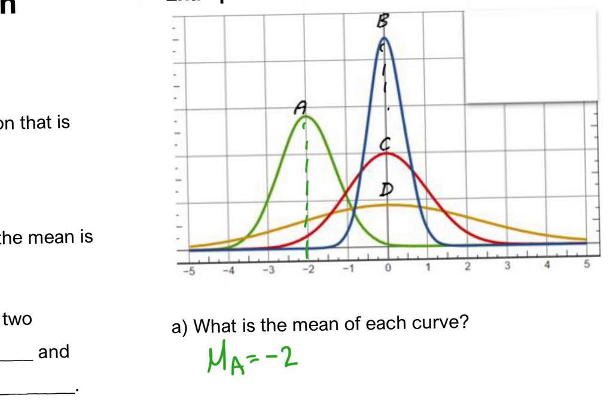The means of B, C, and D are all the same value. So the mean of B is equal to the mean of C, which is equal to the mean of D, and they're all equal to 0.